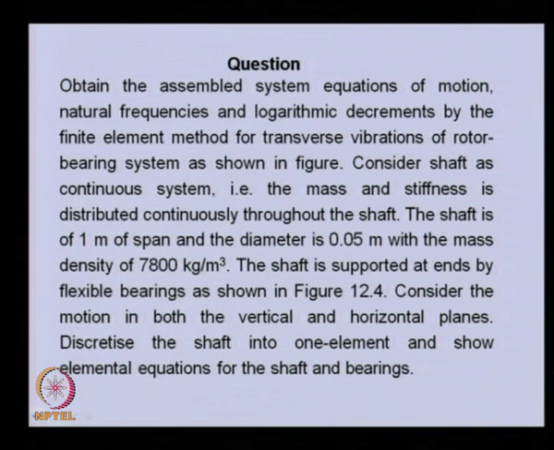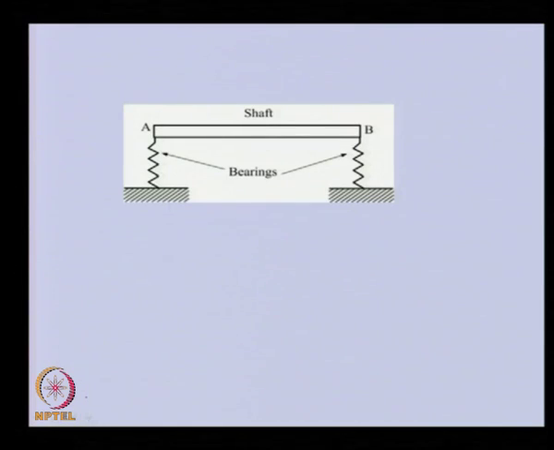As we have done in the previous case, the gyroscopic couple matrix we developed separately and we clubbed with the finite element original shaft elements. So, likewise only we will be developing the equation of motion for the bearing separately, and then we will club with the elemental equation of the shaft. So, for this we are considering a simply supported shaft like this. This is a flexible shaft.